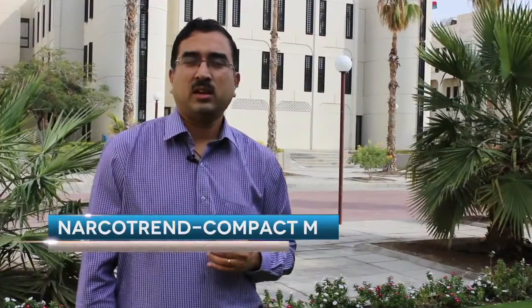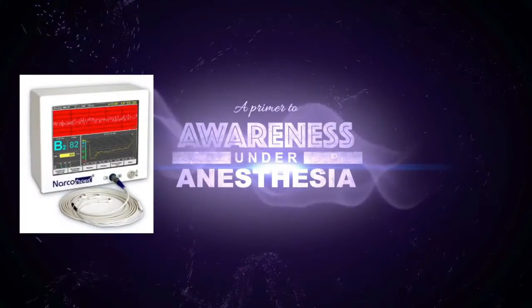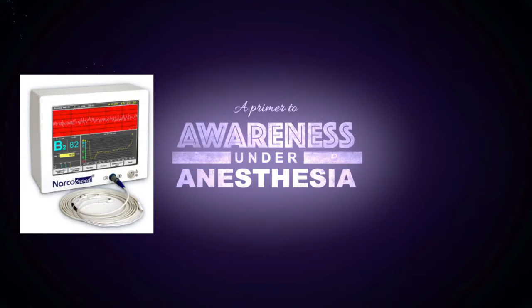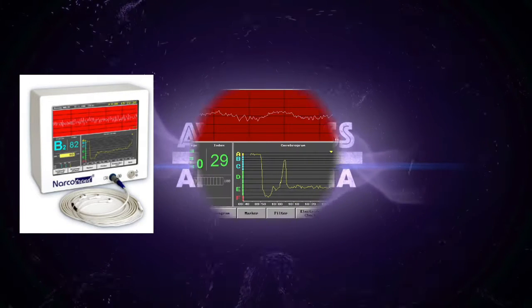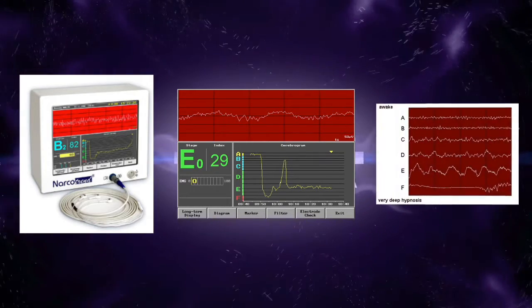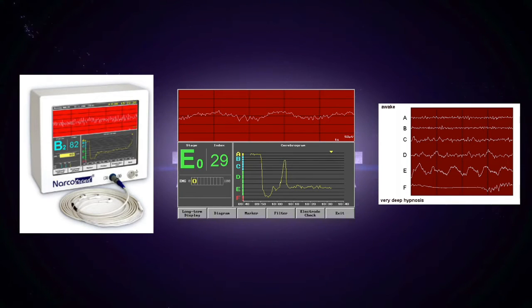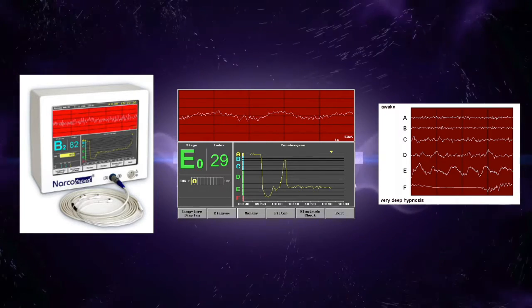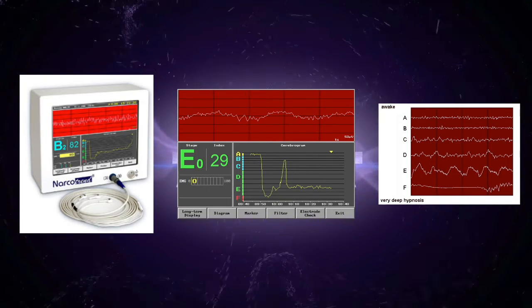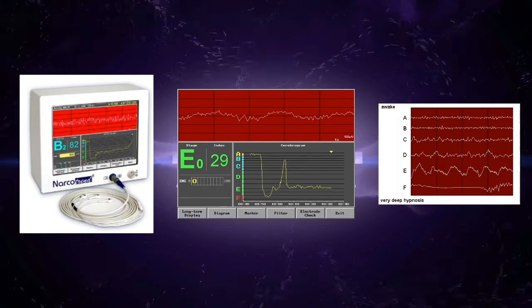The NarcoTrend Compact M monitor analyzes the EEG data using spectral analysis and provides a number of parameters that give us an automatically classified EEG. The EEG classification is from stage A, awake, to stage F, very deep hypnosis, with stage E indicating the appropriate depth of anesthesia for surgery. More recently, the monitor converts the NarcoTrend stages into a dimensionless number from 0, which is asleep, to 100, which is awake, by non-linear regression.